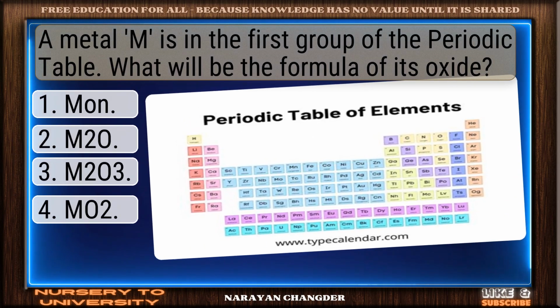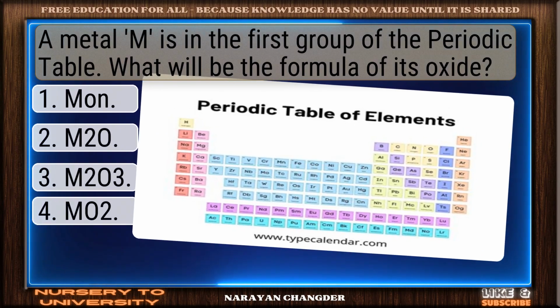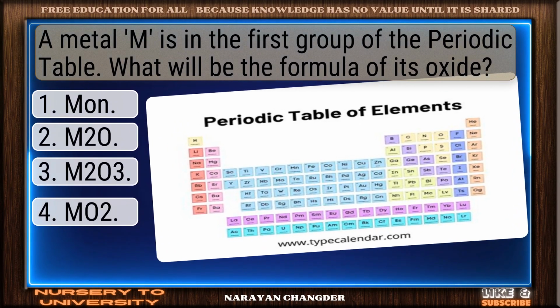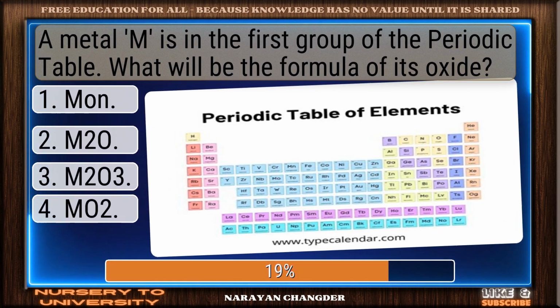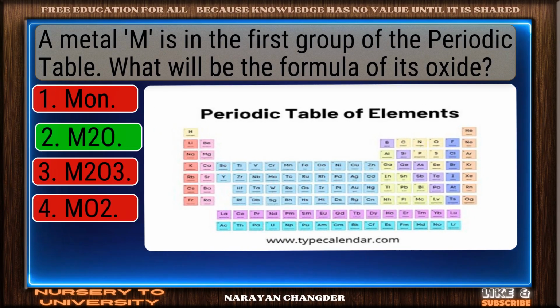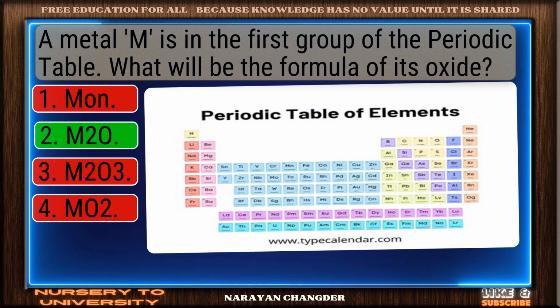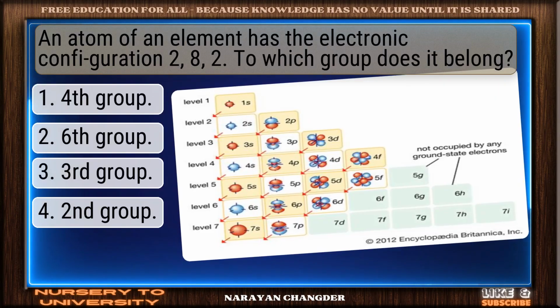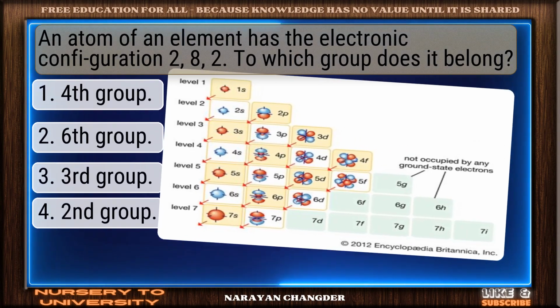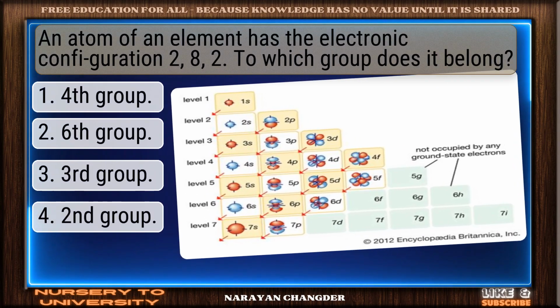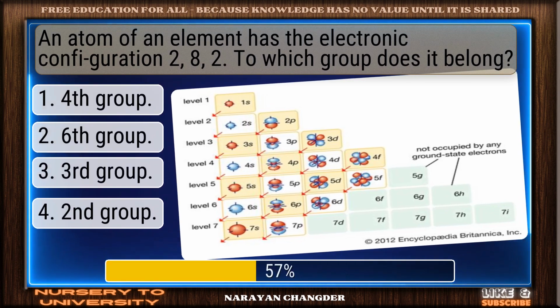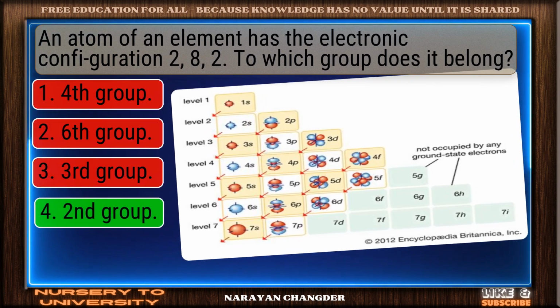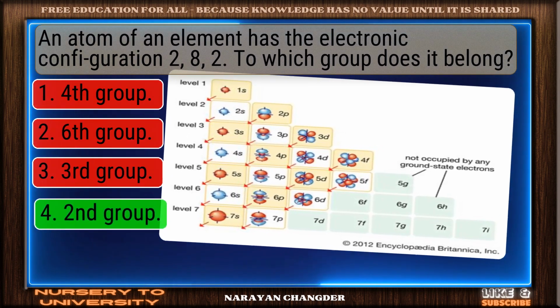A metal is in the first group of the periodic table. What will be the formula of its oxide? Smart pick. X2O is correct. An atom of an element has the electronic configuration 2, 8, 2. To which group does it belong? Solid response. Second group is valid.